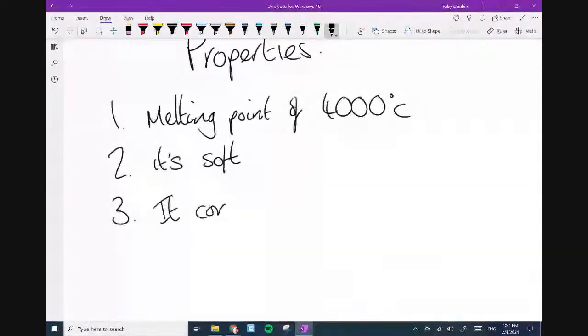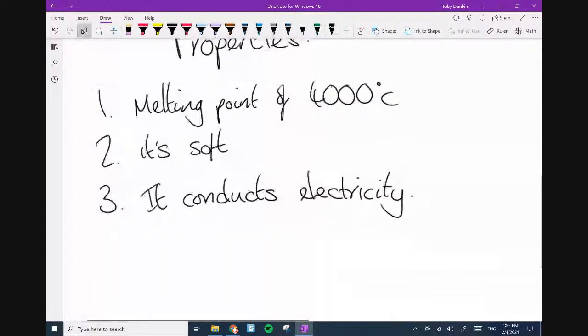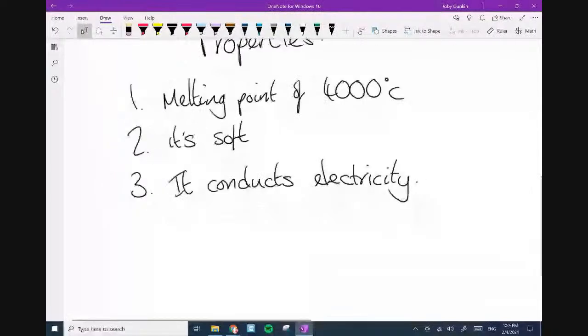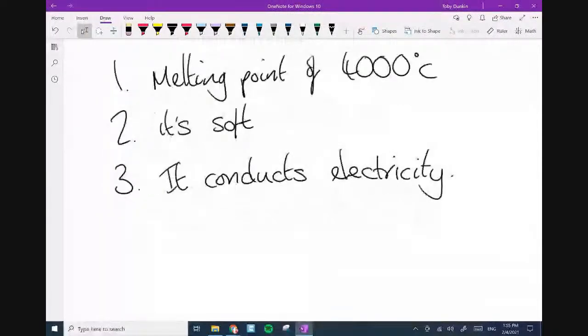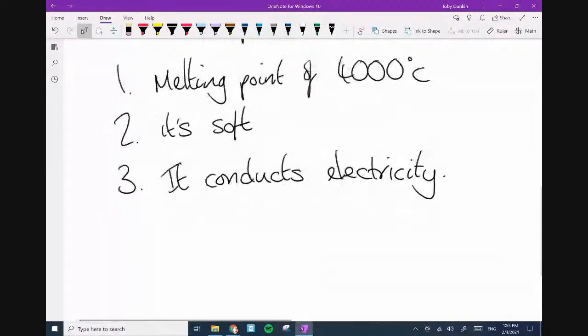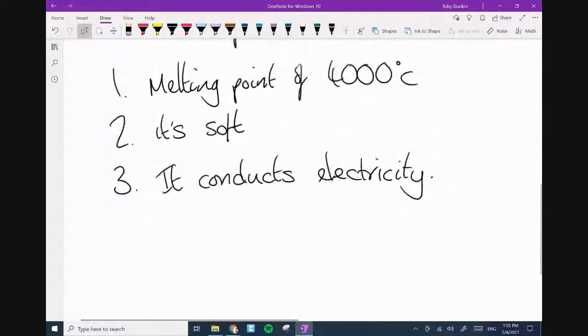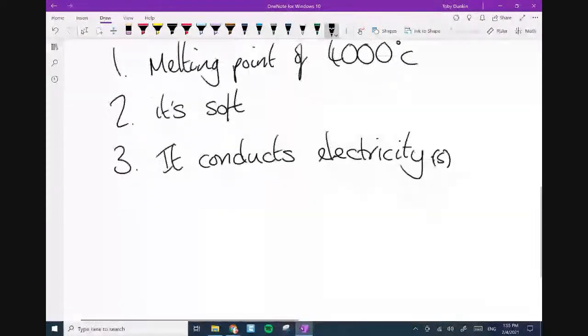It conducts electricity. No other giant covalent does that. Silicon does a little bit, but silicon is a semiconductor. It's a bit of an odd one. There's no other standard giant covalent that conducts electricity. It's very strange. It conducts electricity as a solid. Really weird. And those are the only properties.